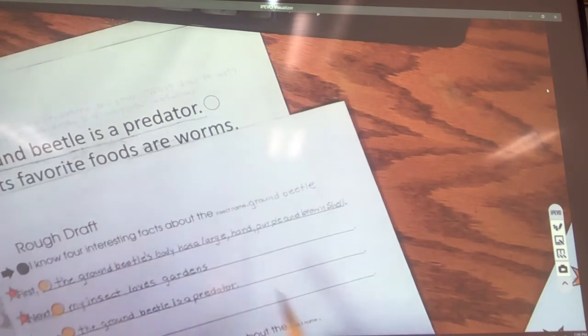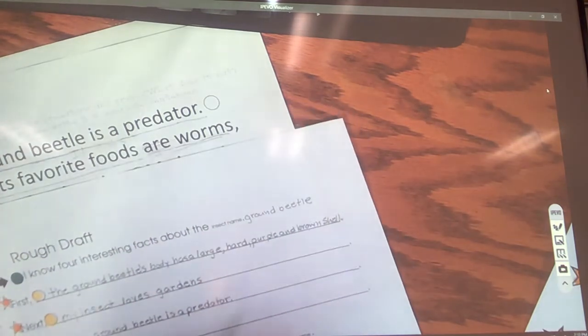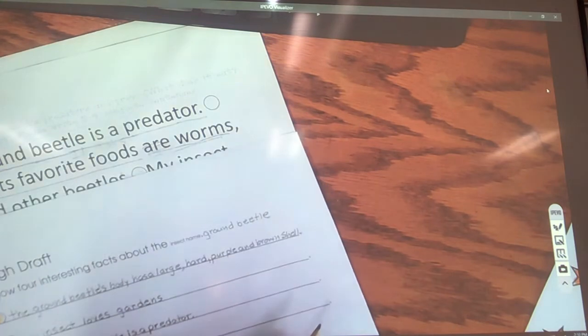Because you want to maybe add something to this. He's a predator, but I also want to say what he eats. So, you know, you could put, like the ladybug. The ladybug is a predator, period. Okay? He eats aphids. So I'm gonna put down, the ground beetle is a predator. I'm gonna put it, all right? Because it is an it, it's an insect.